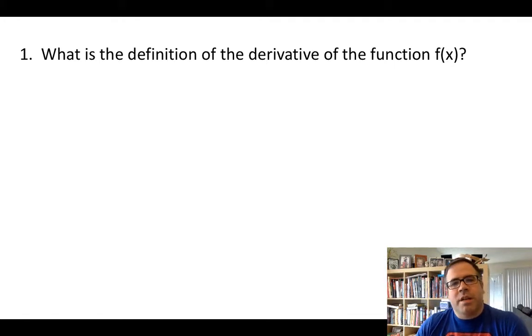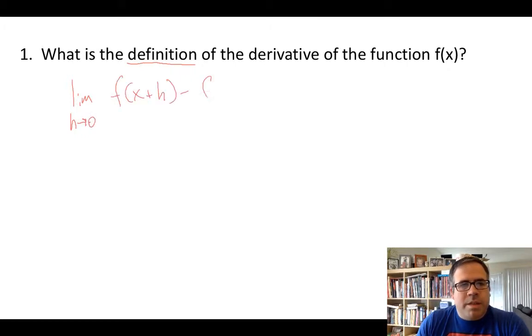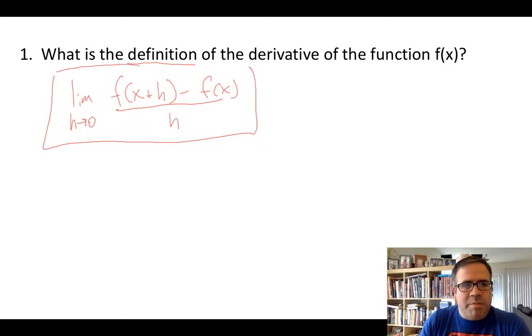What is the definition of the derivative of the function f of x? So, if we're going by definition, a derivative is just a limit as something goes to zero of a particular difference. Now there's a couple options here. The one you're going to see most often is limit as h goes to 0 of f of x plus h minus f of x over h. This is the one that I've tried my best to beat into you, and the one that I don't want anyone to forget because that's the one you're going to see most often.